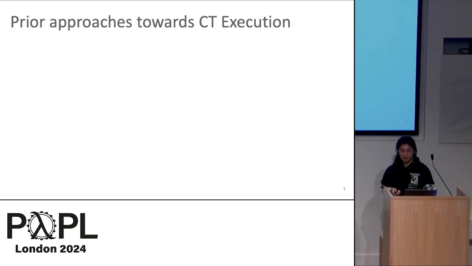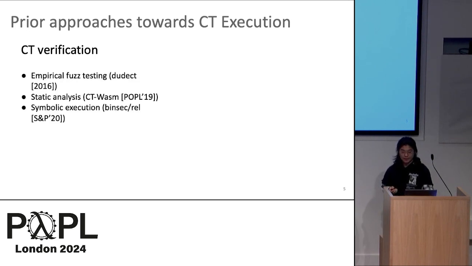There are two general approaches to achieve constant time execution. The first approach is to ask the developers to write constant time code and use a verification tool to check whether the handwritten constant time code is really constant time or not. The verification has various implementations. You can use empirical fuzz testing, type systems, or symbolic execution. However, writing constant time code is not easy, and also the compiler might not respect the source code level constant time property and violate it during optimization passes.